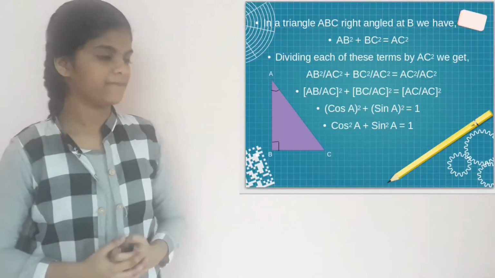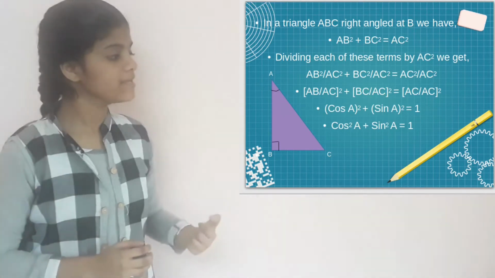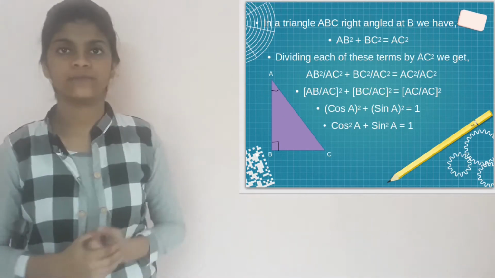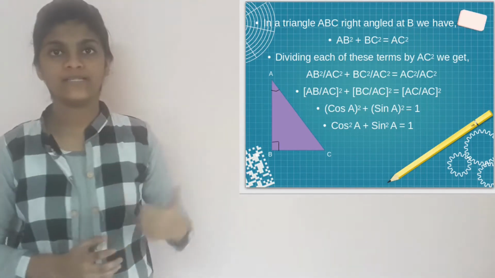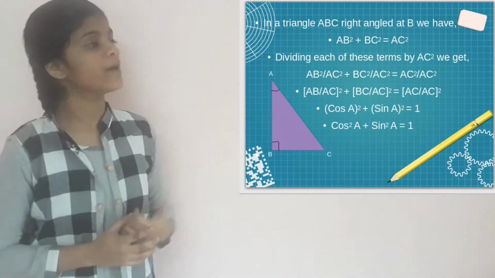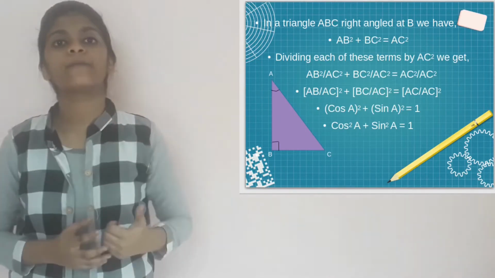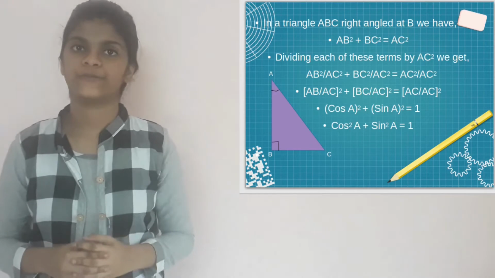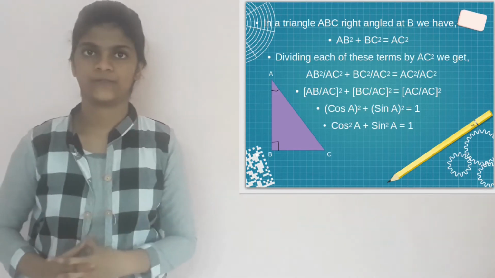For that, let us consider a triangle ABC, where angle B is equal to 90 degrees. AB is its altitude, BC is its base, and AC is its hypotenuse. So, in triangle ABC, we can say that AB square plus BC square is equal to AC square. That is, altitude square plus base square is equal to hypotenuse square. This is based on the Pythagoras theorem we have learned in our previous classes.